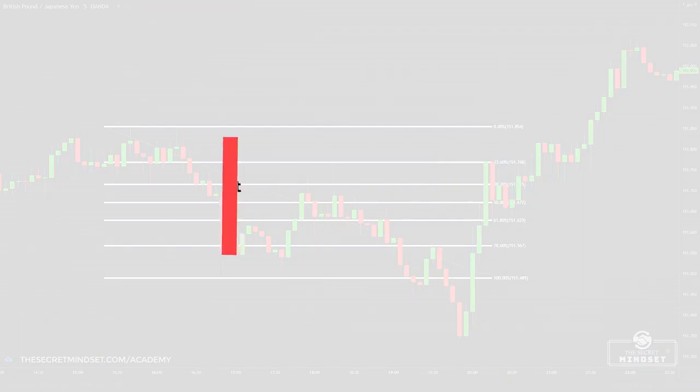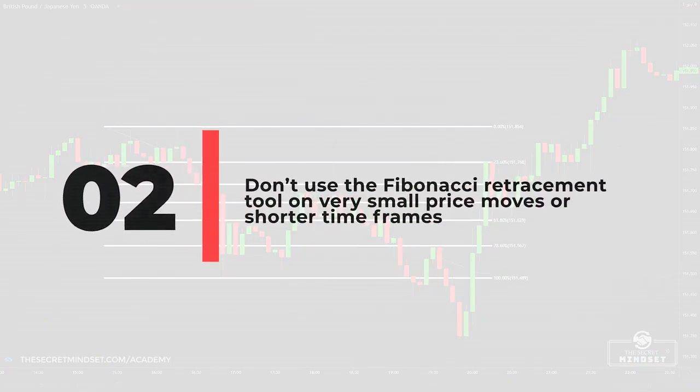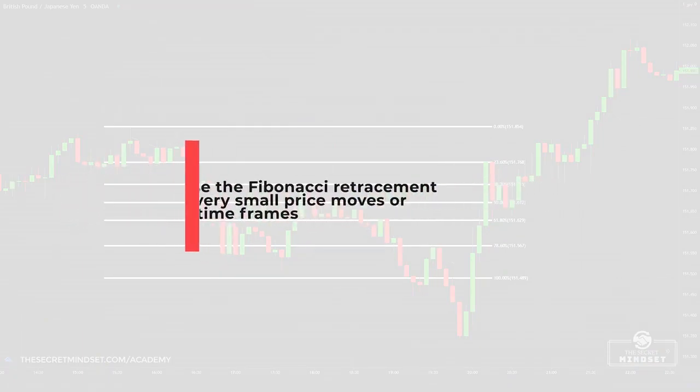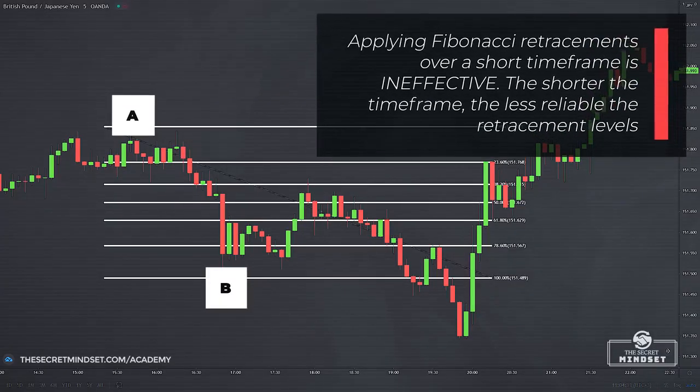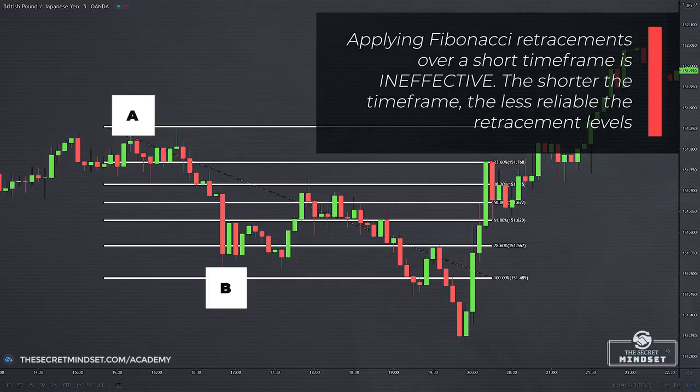Number 2. Don't use the Fibonacci retracement tool on very small price moves or shorter timeframes. Applying Fibonacci retracements over a short timeframe is ineffective. The shorter the timeframe, the less reliable the retracement levels, making it very difficult for the trader to really pick and choose what levels can be traded.